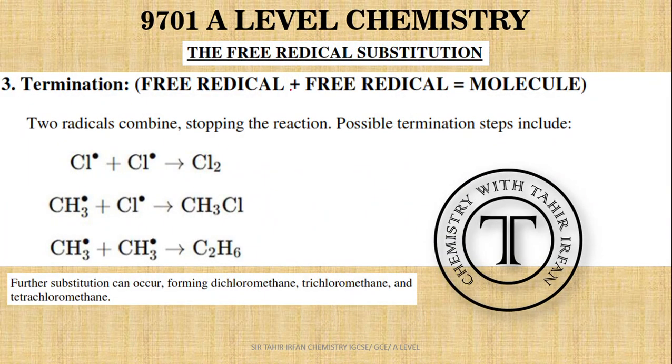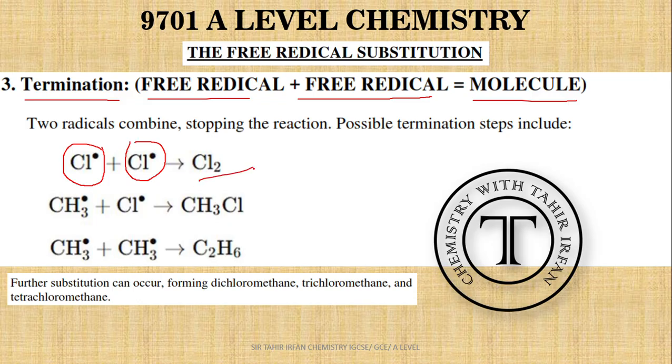Now the last step of free radical substitution: termination. Termination means end. Its identification is that there must be two free radicals, which join with each other to make a molecule, and the reaction will stop for them. So two radicals combine, stopping the reaction. Possible termination steps include, there can be many, so I have selected a few. For example, if two free radicals of chlorine atoms combine, they will make a chlorine molecule.